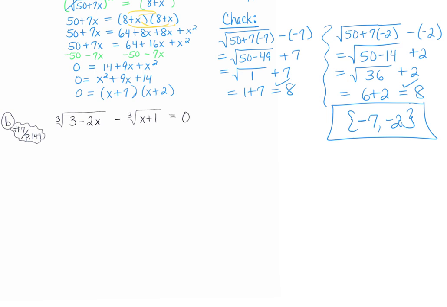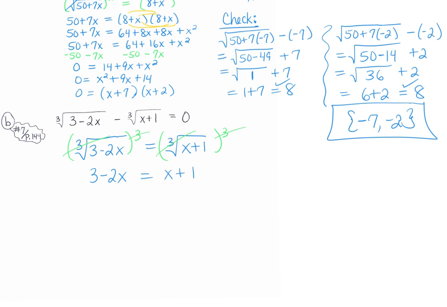Okay. So here you have the cube root of 3 minus 2x minus the cube root of x plus 1 equals 0. We isolate. So that's the cube root of 3 minus 2x equals the cube root of x plus 1. What do we do to both sides now? You got it. Raise it to the third power. That cancels out the cube root. So something that looked really challenging becomes very simple here. So you got 3 minus 2x equals what? x plus 1.